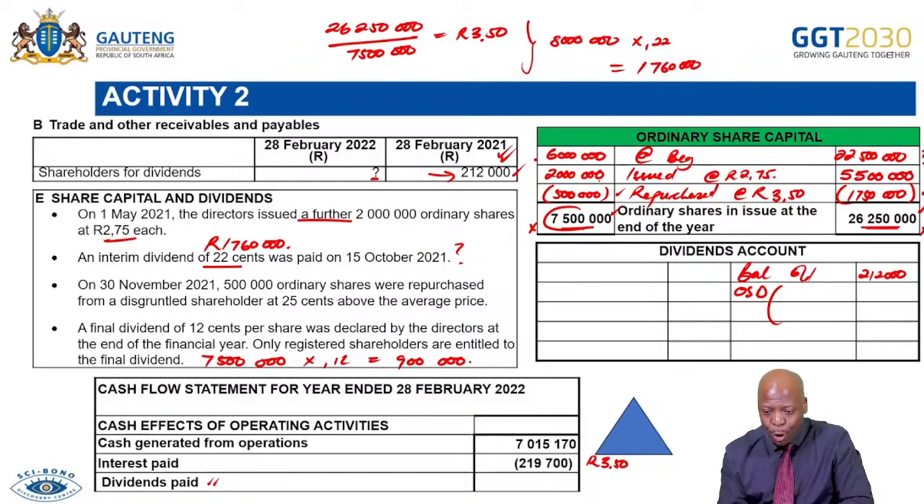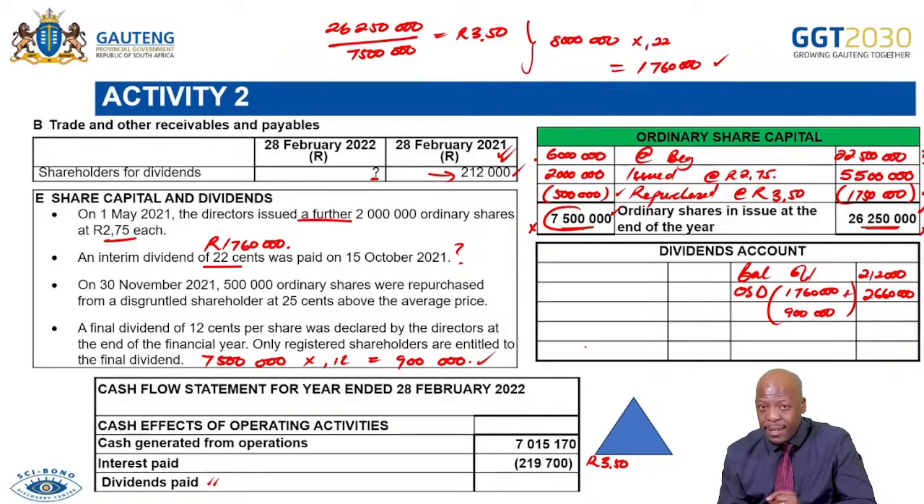Note number 8. So this is interim 1,760,000. And this is final 900,000. So it's going to be plus 900,000. I close the bracket now. That is going to give me 2,660,000. Okay, I know that this year's final dividends will not be paid.